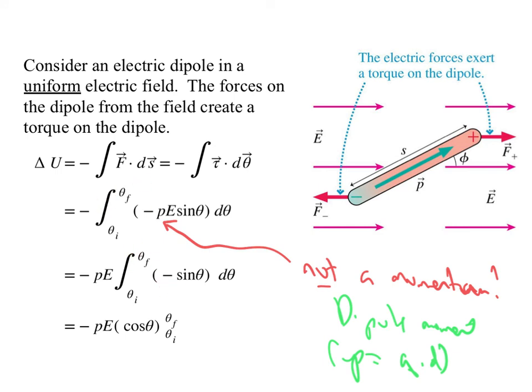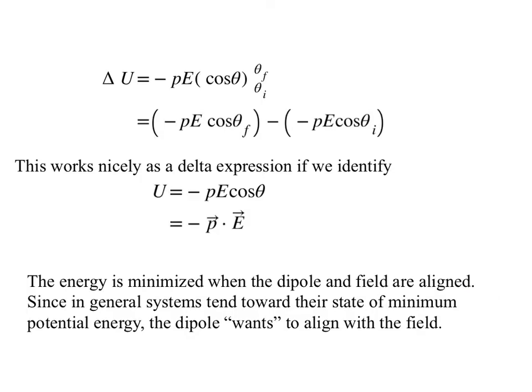All right, when we do some not-so-strange calculus, we find that the change in potential energy is minus P cosine theta between those two things. And again, it looks like we have a delta. So we can say that the potential energy of a dipole in an external electric field is minus the dipole moment dotted into the electric field. It's minimized when the fields are aligned, and maximized when they're anti-aligned. Since in general systems tend towards the state of minimum potential energy, the dipole tends to align with the electric field, which is kind of nice to know.